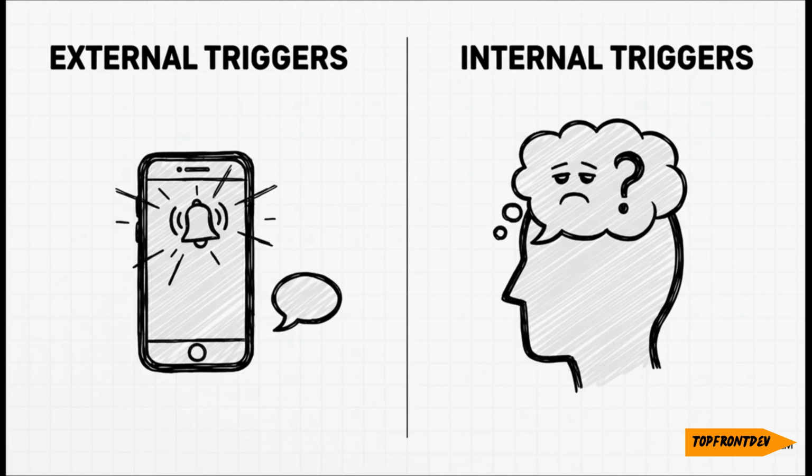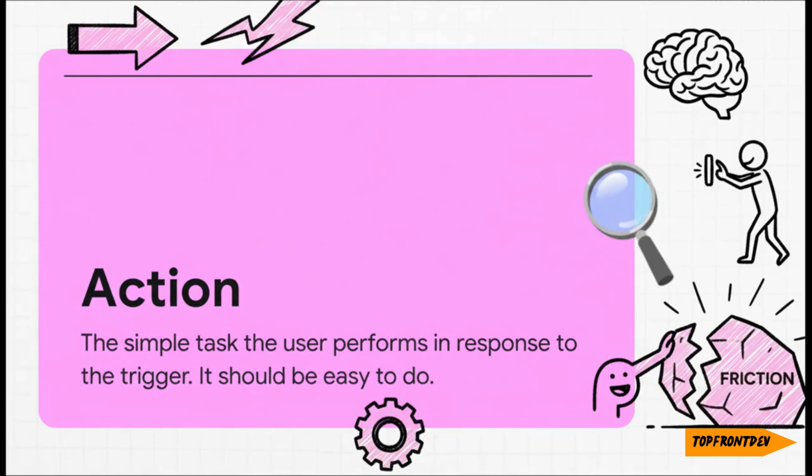But the real magic, the ultimate goal for any product, is to attach to an internal trigger. You know, that little feeling of boredom that makes you open a social app, or that flicker of uncertainty that makes you check your deployment status. That's the holy grail of habit design. So that trigger is designed to lead you straight to the next step, the action.